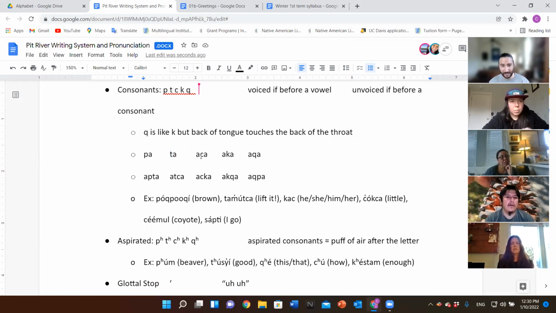And then this C is J. So it sounds like a J. And then the K is G. So it sounds kind of like a G would. And then this Q would be G. G. G.